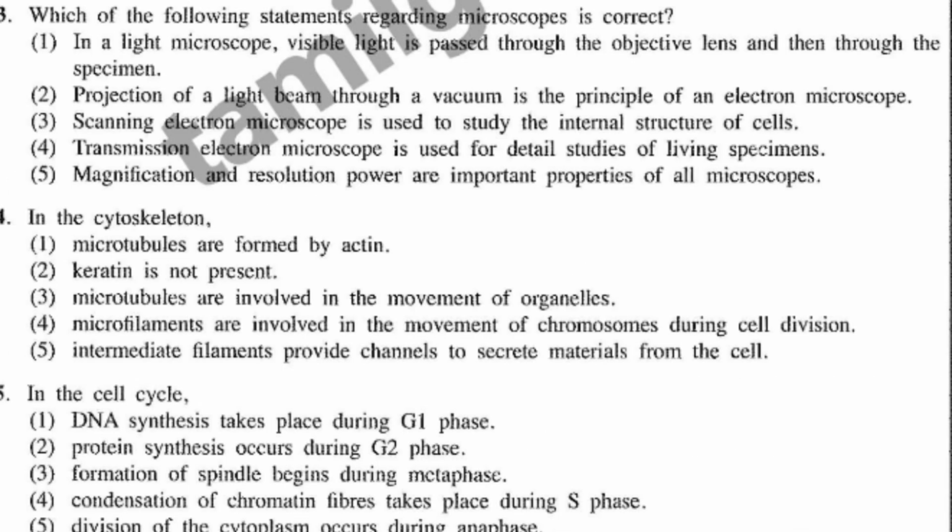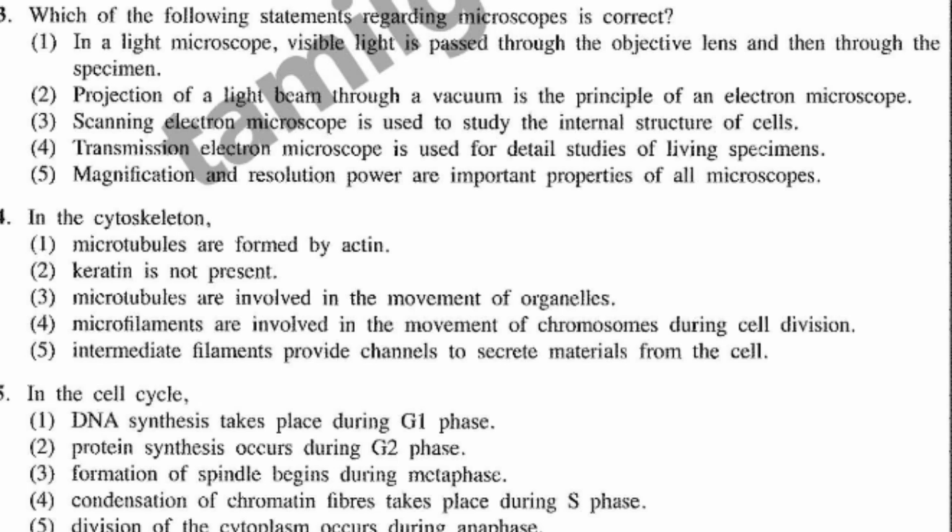Fourth question, it says in the cytoskeleton. So it's about the cytoskeleton. The first statement says microtubules are formed by actin. That is wrong. Microtubules are formed by tubulin protein. Second statement, keratin is not present. That is also wrong because in the intermediate filaments you can find keratin. Then if we talk about the third statement, it says microtubules are involved in the movement of organelles. That is correct. That is given as a function of microtubules, movement of organelles. So third one is the answer.